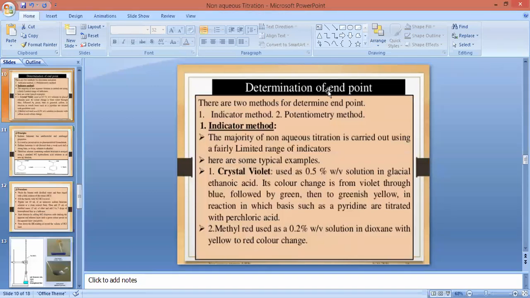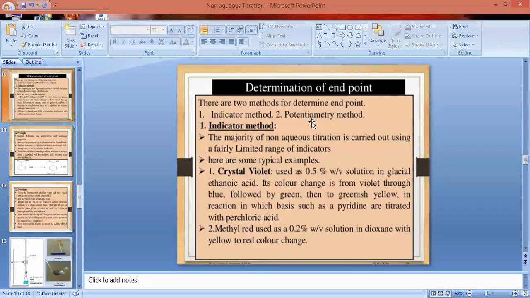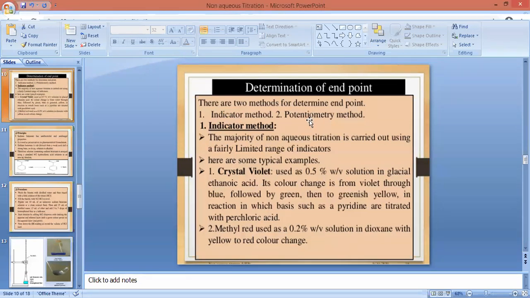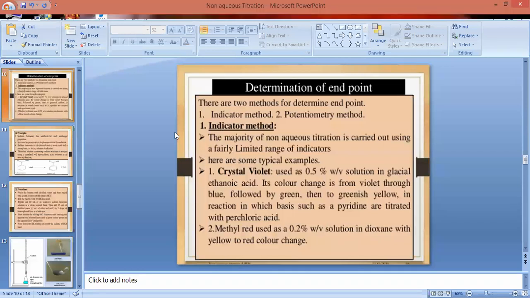So determination of endpoint in non-aqueous titration can be done by 2 methods. First one is with the help of a physical indicator. Second one is with the help of an instrumental method, that is potentiometry. So let's see the first one. The majority of non-aqueous titrations are carried out using a fairly limited range of indicators.